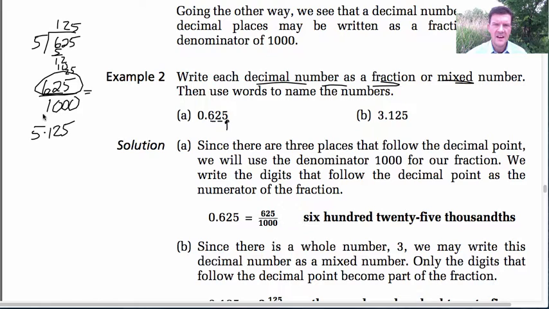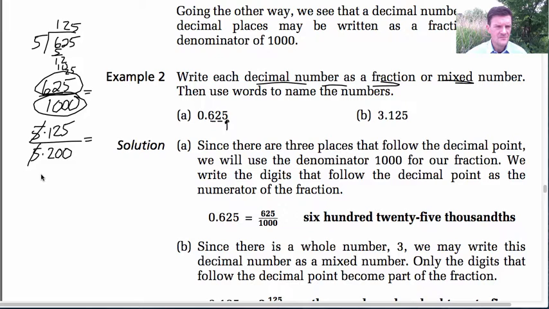625 is the same thing as 5 times 125. Well, 1,000 is the same as 5 times 200. So the 5's can cancel. And now I've got 125 over 200. And I'm going to try to reduce again, because 125, you can take a 5 out of there. You can take 125 divided by 5.